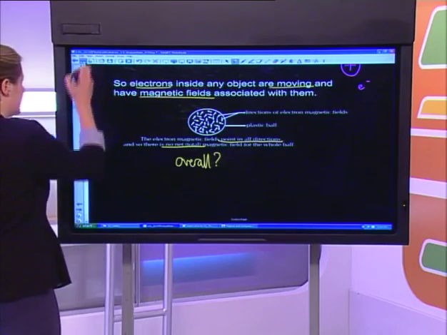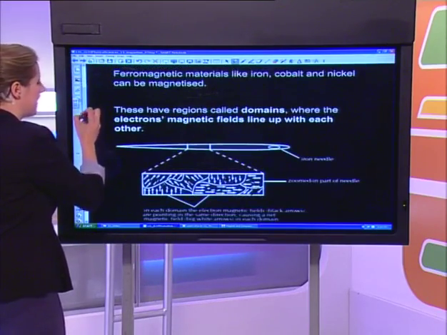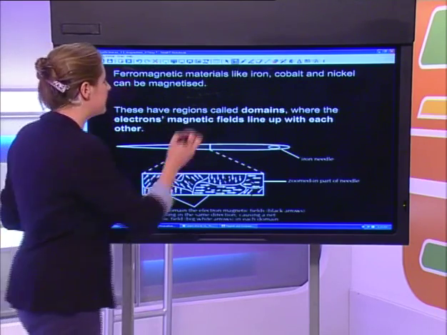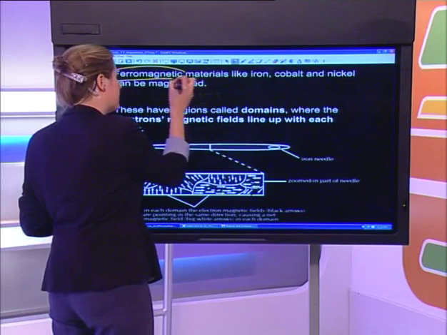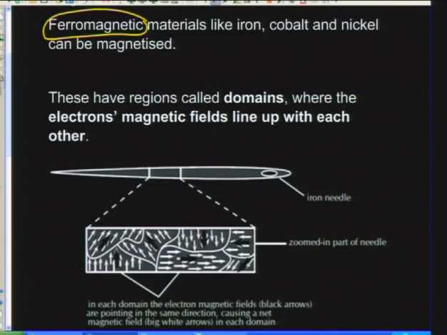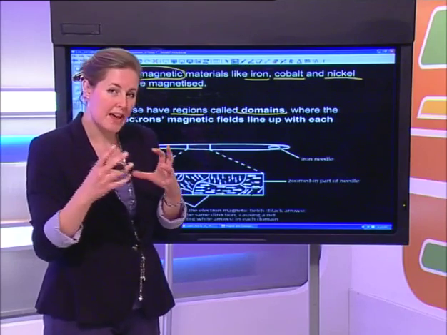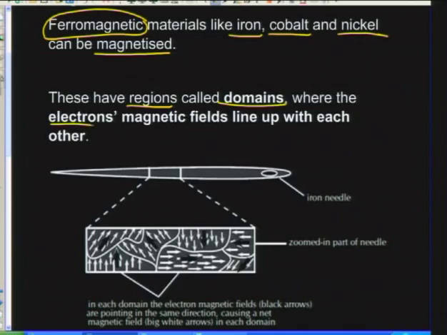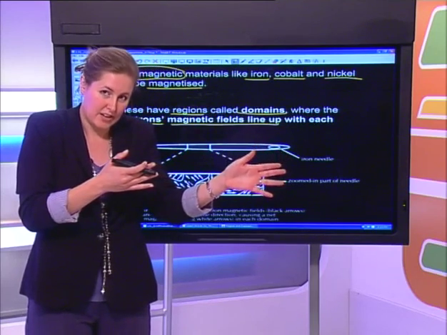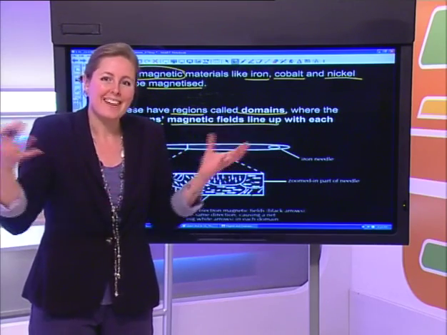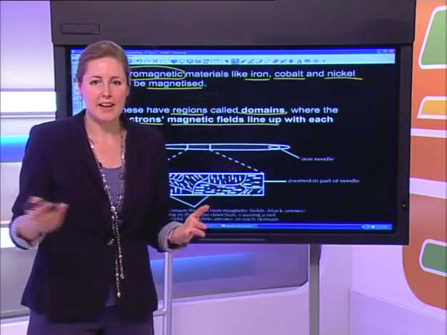Whereas if we go across to something that is ferromagnetic. Now, this word ferromagnetic is an important word. You need to know it. Those are materials like iron, cobalt, and nickel. They can be magnetized. What that means is that they have regions of space called domains, where the electrons' magnetic fields line up. They all align together, and so there is a net overall total magnetic field.